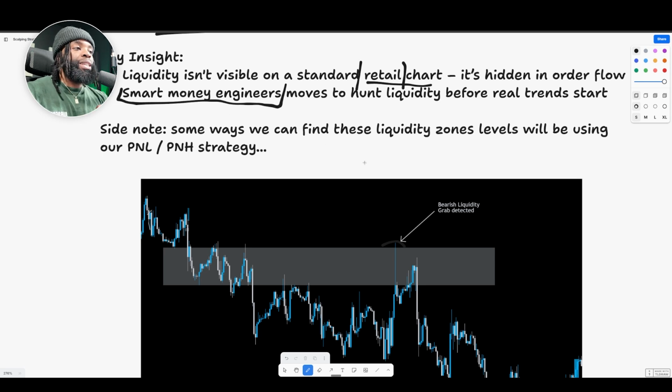Some of the side notes I like to look for with liquidity is to identify these liquidity zone levels to use for my PNL and PNH strategy, which I have a video on. If you haven't seen that, check that video down below. That's basically what I like to call PNL and PNH, which I use my fibs for, to give me an idea of where the liquidity zone could be.